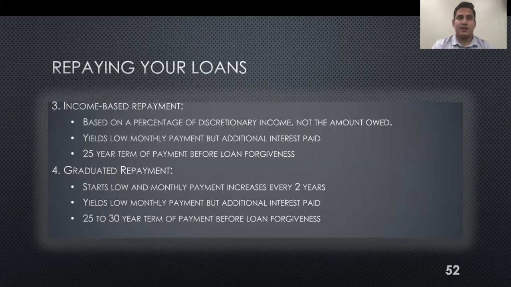The third is an income-based repayment plan, which is based on a percentage of discretionary income, not the amount owed. It yields low monthly payments, but additional interest is paid, and it is typically a 25-year term before loan forgiveness. The fourth one's a graduated repayment plan. It starts low, and monthly payments increase every 2 years. It yields low monthly payments, but additional interest is paid, usually a 25 to 30-year term before loan forgiveness.